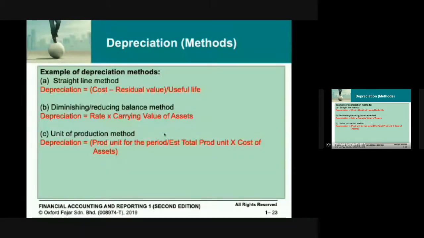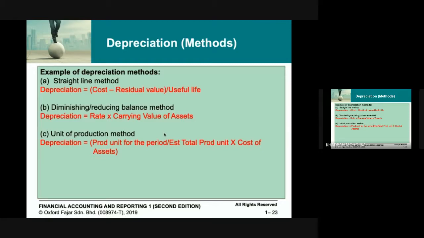All right, then you have the diminishing or reducing balance method, where the rate is given, and whatever the rate of depreciation is, you multiply by the carrying value of the asset. So later we will look at what we mean by the carrying value of an asset.